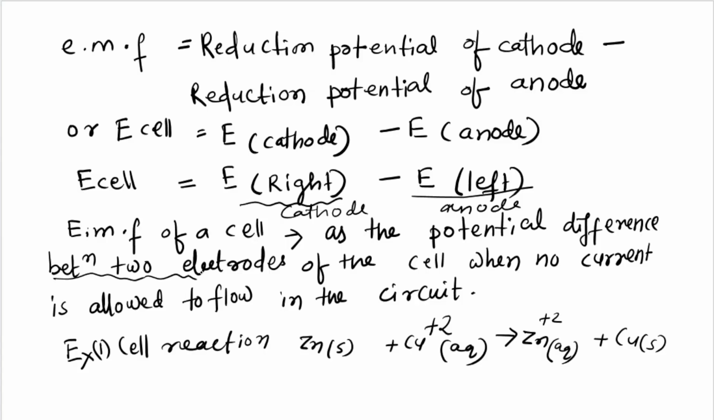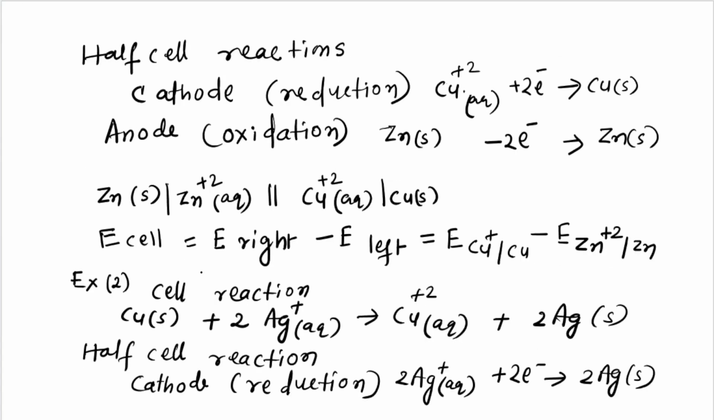So what is the cell reaction? Zn(s) + Cu2+ gives Zn2+(aq) + Cu. That means Zn(s) loses electrons and changes to Zn2+ in aqueous solution. Similarly, Cu2+ in aqueous solution gains electrons and changes to solid Cu. So how can we write the half cell reactions? One is the cathode reaction, another is the anode. At the cathode reduction takes place, at the anode oxidation takes place.